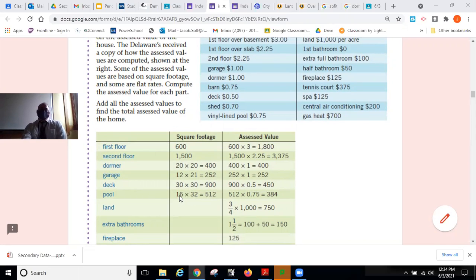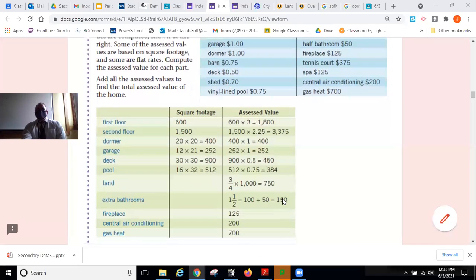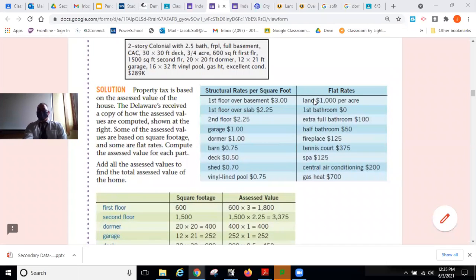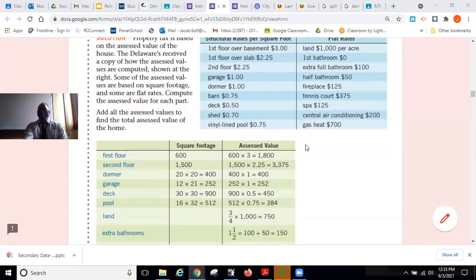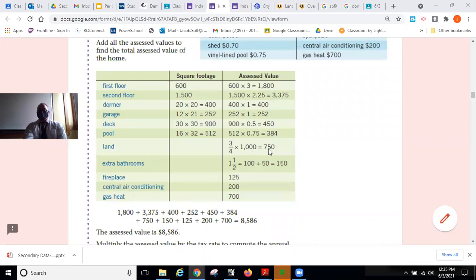Remember that beautiful, wonderful vinyl pool that's 16 by 32? Well, that's 512 feet of vinyl pool they got to pay taxes on. They're paying 75 cents per square foot. Every 12 by 12 gets charged 75 cents here, people. All right, 512 times 75 cents is $384. All right, they're on 3/4 of an acre of land. Remember, land is $1,000 per acre. So they're going to be charged $750 for their 3/4 of an acre. Woo!